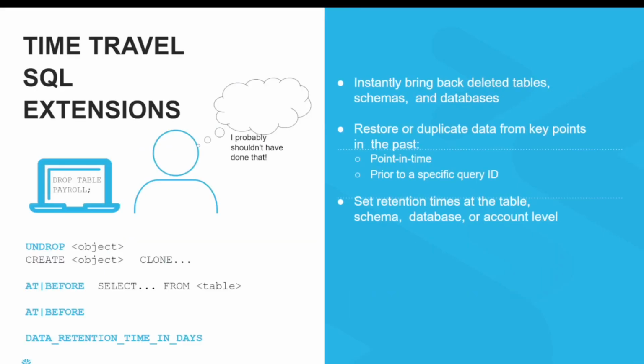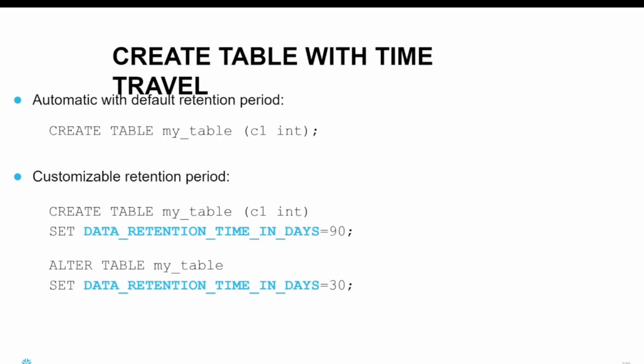Now, time travel can be done in two ways, and it can be applicable for all the different objects we have in Snowflake, such as tables, schema, databases, or at the account level also you can set the retention, right? You can set the retention at a specific object, or you can set the retention at the account level of Snowflake, where every object in that particular account is going to have the same retention, right?